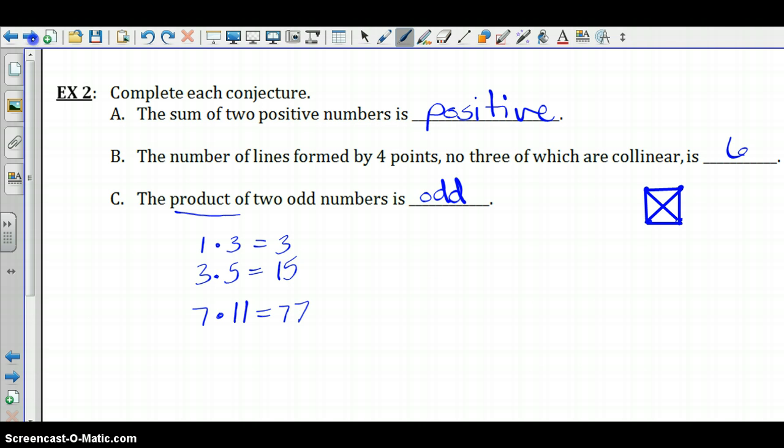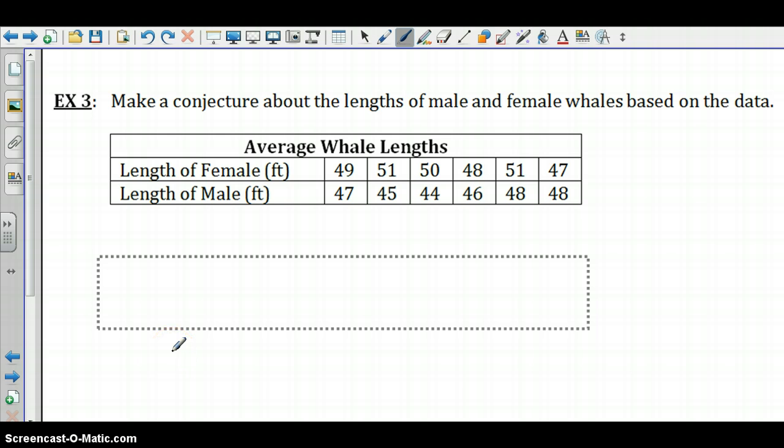Let's move on. In example 3, we're going to make our own conjecture. You previously just were able to complete a conjecture, but now we are going to use these data observations about the average whale lengths of male and female whales, and we're going to make our own conjecture. So let's look at this first.